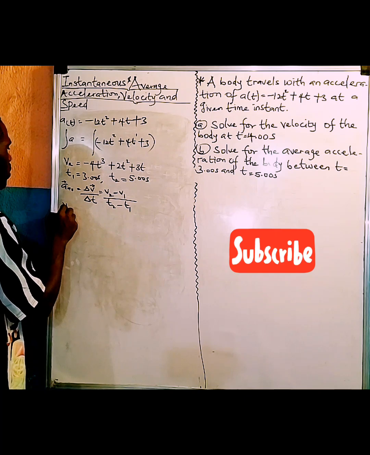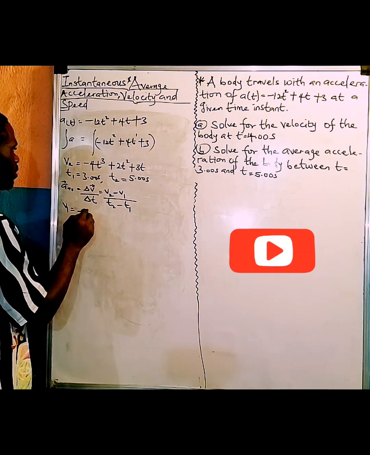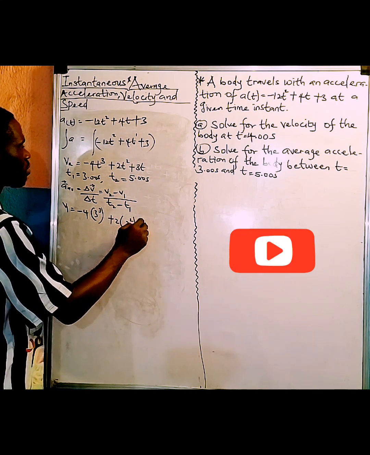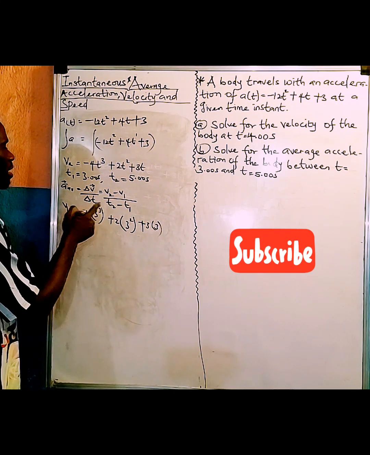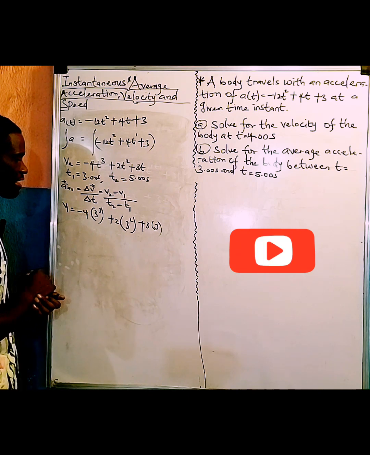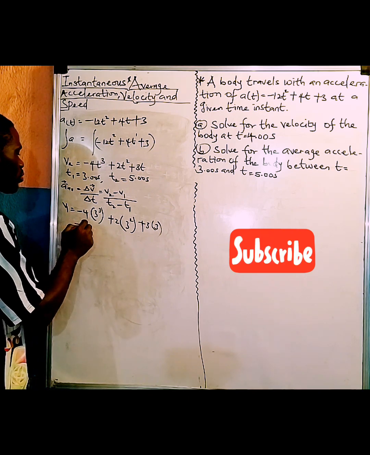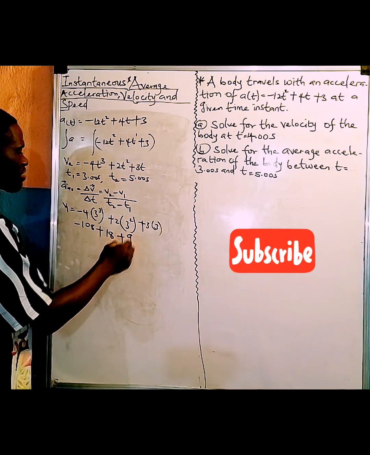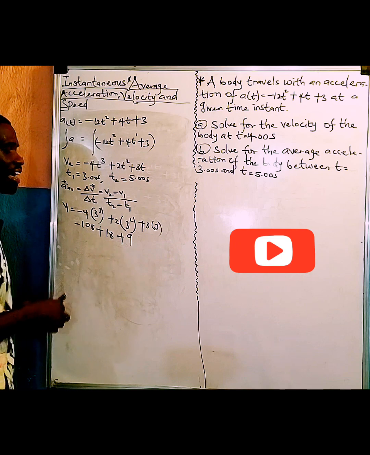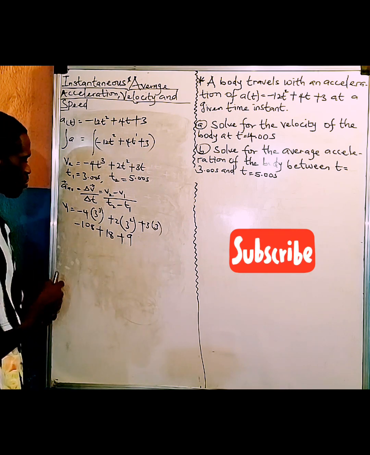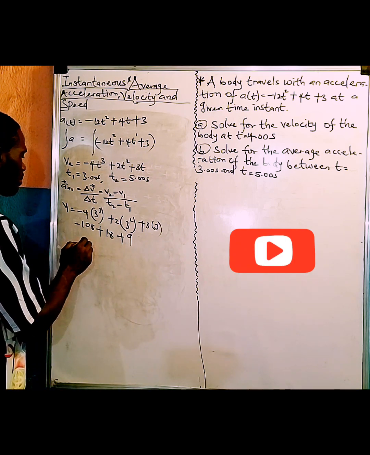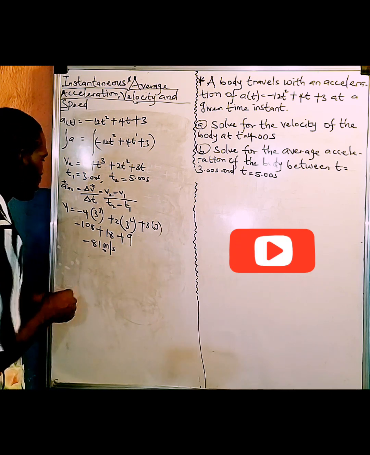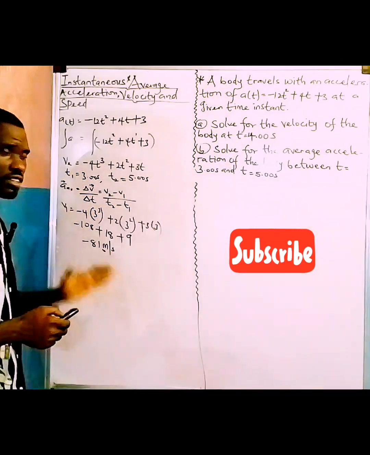So for time 1, velocity 1, just fixing your value: minus 4 times 3 raised to 3, plus 2 times 3 raised to 2, plus 3 times 3. 3 raised to 3 is 27. 27 times 4 is 108, so minus 108. Then plus 3 raised to 2 is 9, 9 times 2 is 18. 3 times 3 is 9. So 18 plus 9 is 27. So minus 108 plus 27 will give us minus 81 meters per second. That's the first velocity, velocity 1, for this given body.